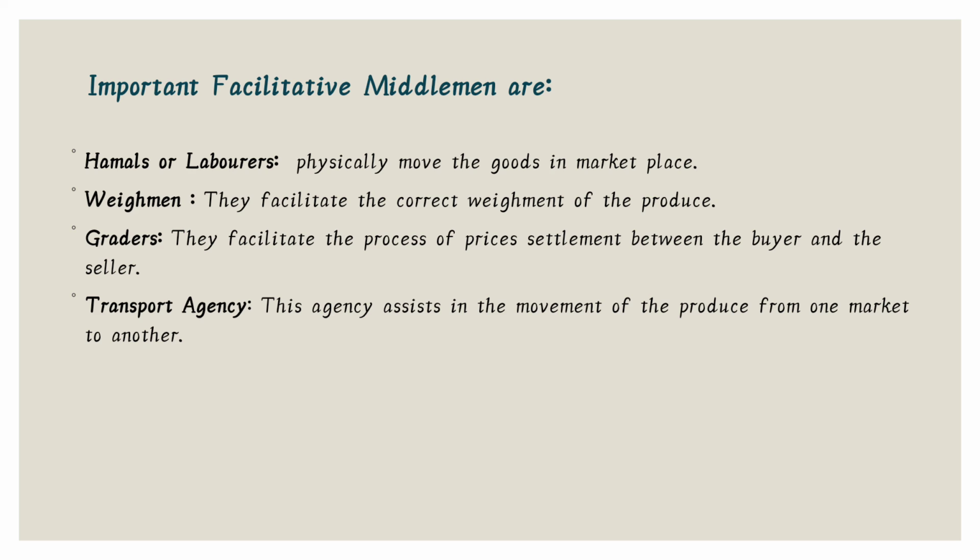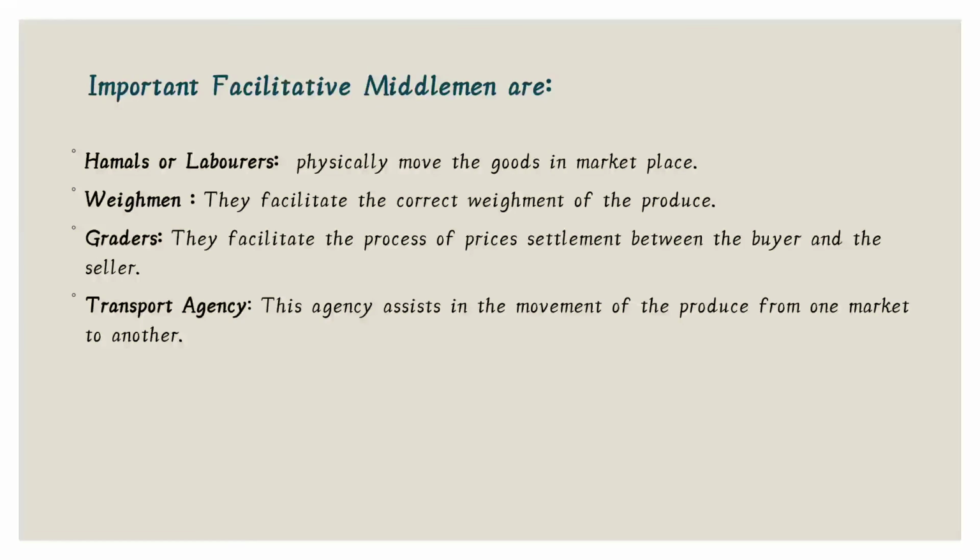Next, weighmen. They facilitate the correct weighment of the produce. They use the pan balance when the quantity is small, and generally the scale beam balance is used. They get payment for their services through the commission agent. The weighbridge system of weighing also exists in the market.